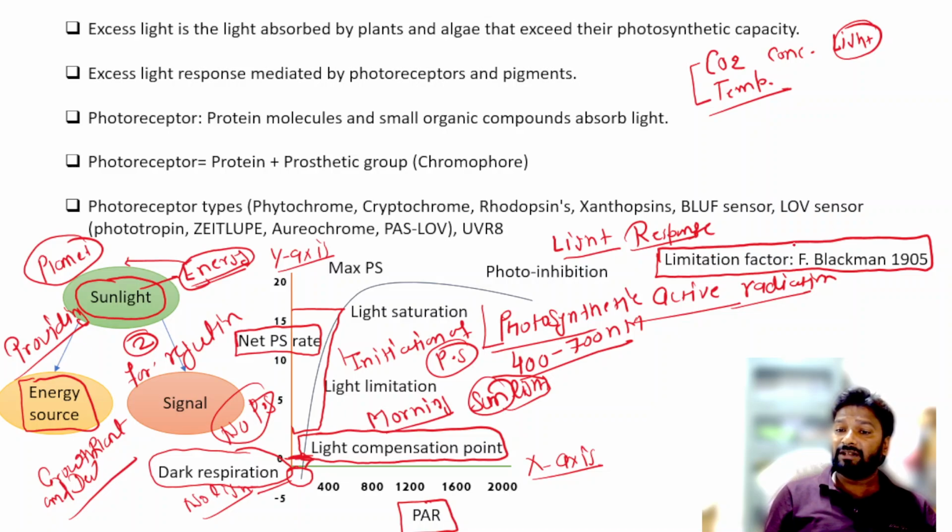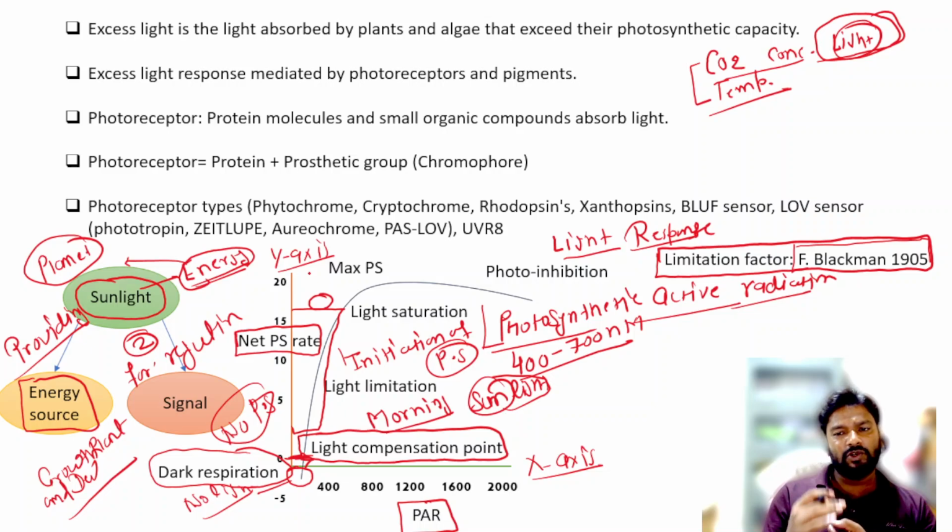So Blackman says that when any component is in minimum quantity, that regulates the photosynthetic rate. Means अगर यहाँ पे CO2 कम है तो CO2 limits the photosynthetic rate. If temperature is a limiting factor, then temperature limits the photosynthetic rate. So in this condition, light is the limiting factor.